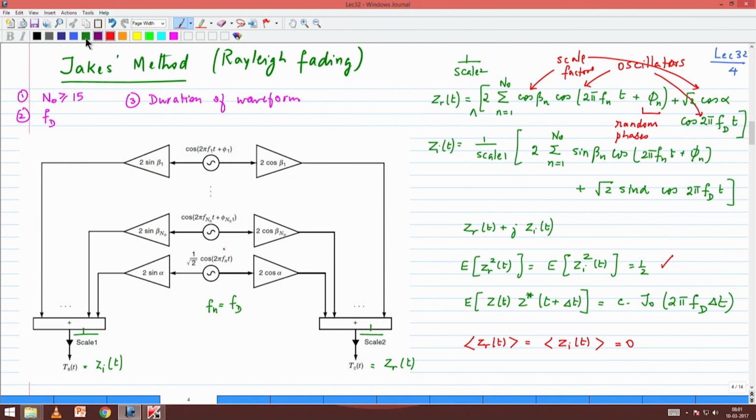We use discrete time, so t is equal to nTs. You choose the sampling frequency and then you increment by the sampling interval and then compute the model. So what you get out of this model is actually a discrete time sequence. So this would be ZR of n, this would be ZI of n, with t equal to nTs. That's the sampled version of the Jakes model, which is what we will need for our simulation purposes.